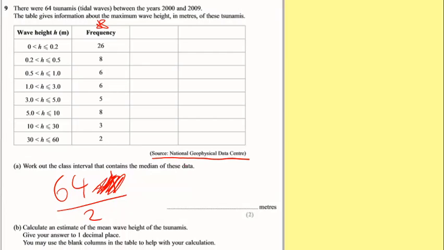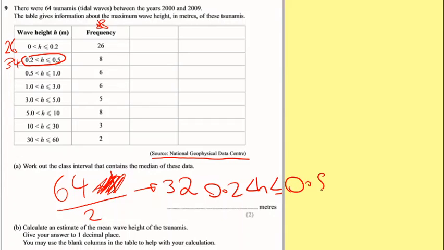Which actually gives me my 32nd score. So I'm looking for the one that has my 32nd score. All the ones below 0.2 is 26. 26 plus 8 is 34. Well, that's handy, I've already gone past 32, so it must be in this one here. So my answer is 0.2, less than or equal to H, less than 0.5.